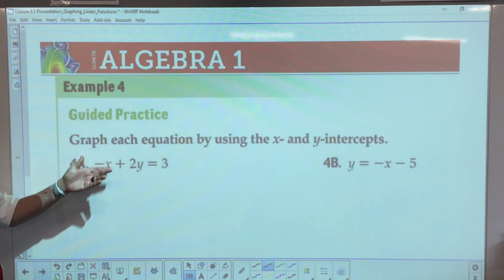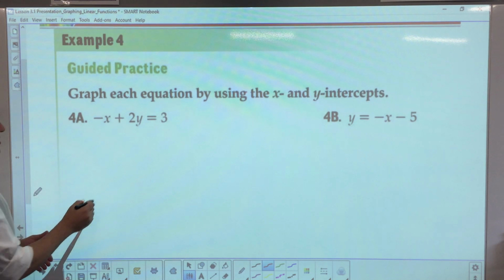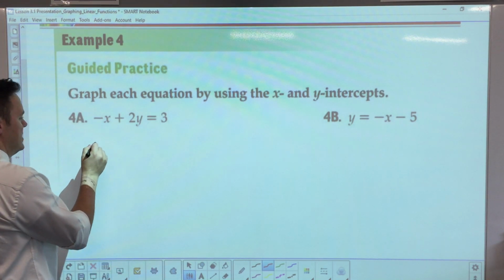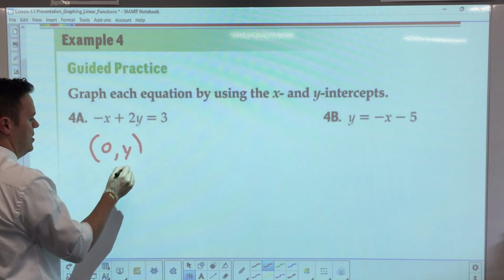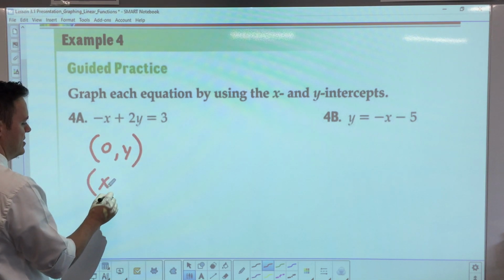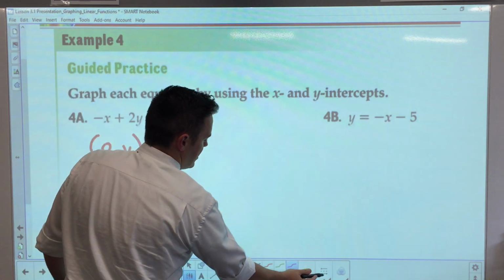All right, graph this equation using x and y intercepts. Ladies and gentlemen, the setup on this should be fairly simple, the same thing, okay? Set it up as 0, y, and then x, 0. And then you're just going to plug in the zeros to find the other side of the equation.